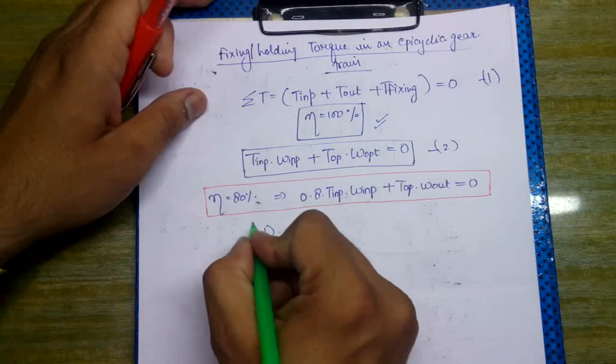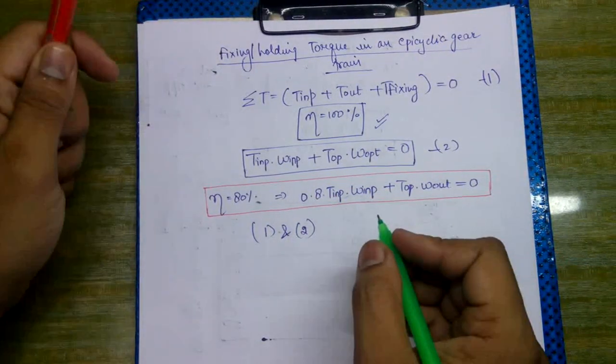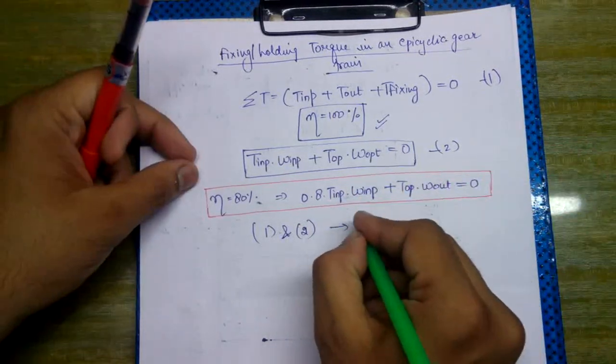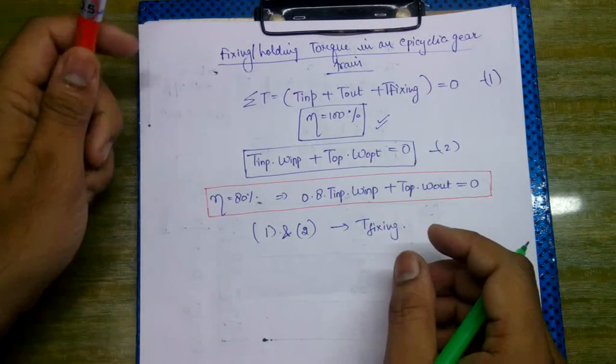Okay. So what we will do is solve 1 and 2, and what will we obtain? We will obtain the fixing torque. From here we can find out the T fixing, that is the fixing torque.